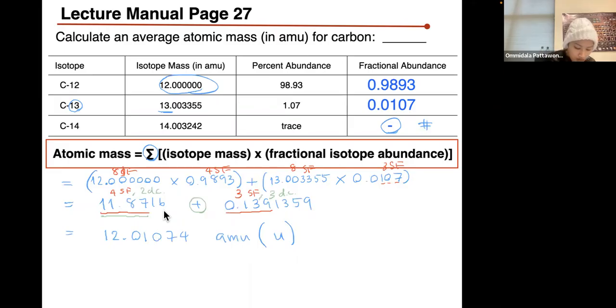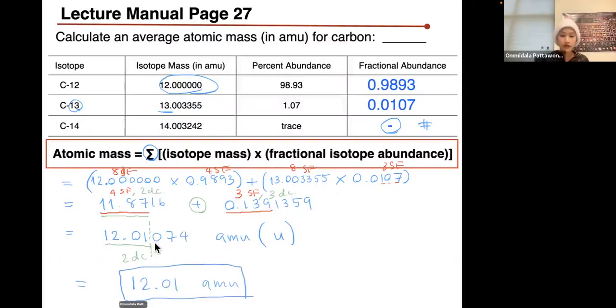So your final answer is going to be limited by the number of decimal places, which is only 2. We're going to cut right here, 2 decimal places. The digit at the end is 0, so this 0 makes us round down. That means the final answer would be 12.01 amu. That would be the correct answer with the correct sigfigs and unit as well. So you can write right here that the answer would be 12.01 amu.